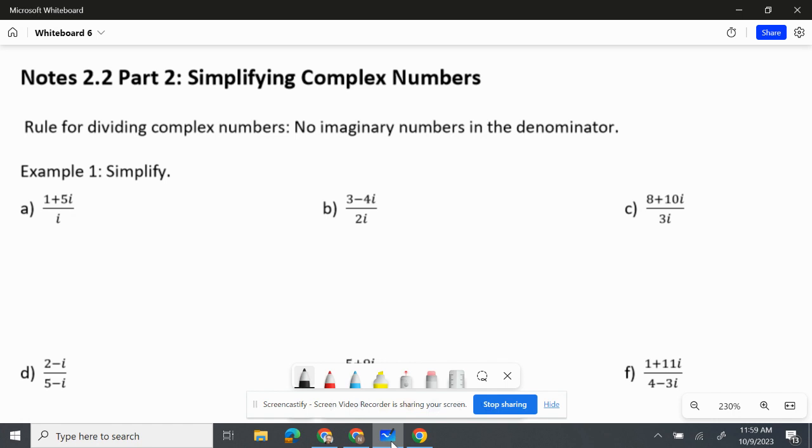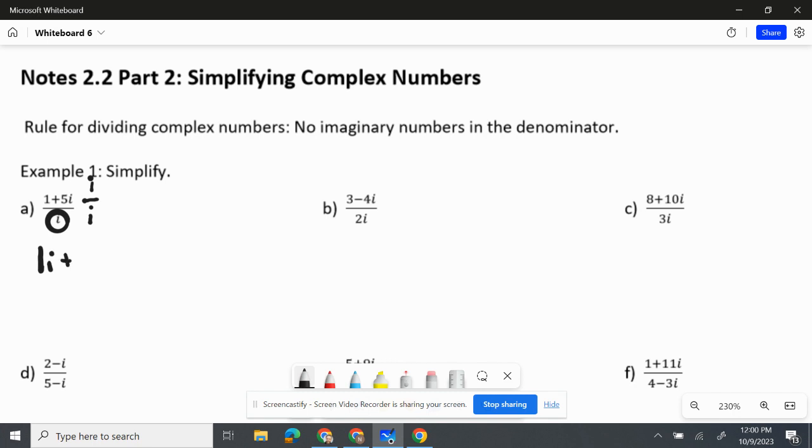First, we're going to look at monomials, and that means one term, and then we're going to look at binomials. So for our first three examples, what we have are monomials, and that's when we have one term in the denominator. How we're going to get rid of it is we're going to multiply the top and the bottom by I. When we do that, 1 times I is 1I.